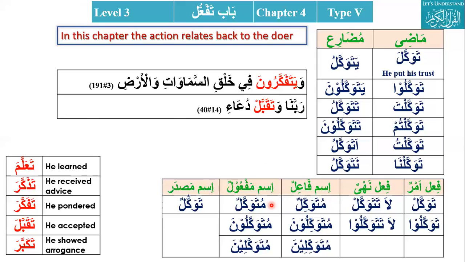Brother, one comment, if you allow me. Actually, this is tanween here at mutawakkal at the end. The way it is written, maybe it is not clear. Mutawakkalun. Jazakallah. Mutafakkaruna. And the previous one was mutafakkiruna. Tafakkur. And it means he pondered.